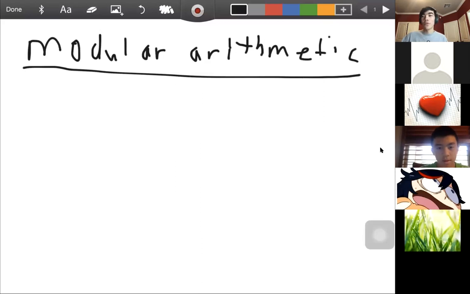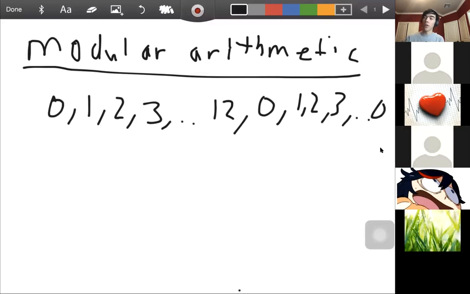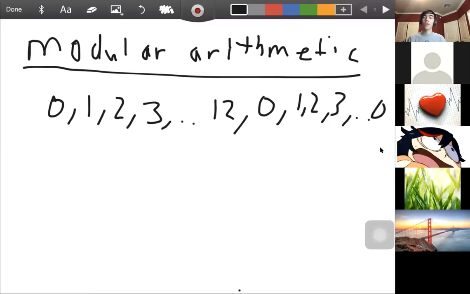So I've already showed you how to count with different bases, but there's an even weirder way to count, which is you start from 0, you go to 1, you go to 2, you go to 3, and maybe you even get past 10, maybe you go to 12. But once you get to a certain number, you go back to 0, then 1, 2, 3, and then back to 0. And you repeat the cycle on and on and on. And this sequence is what you would call mod 13, because at 13, you go back to 0. This is what modular arithmetic is.